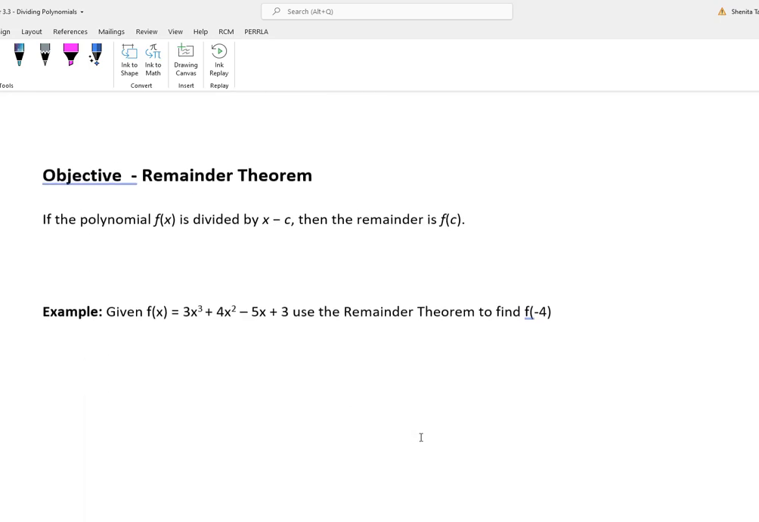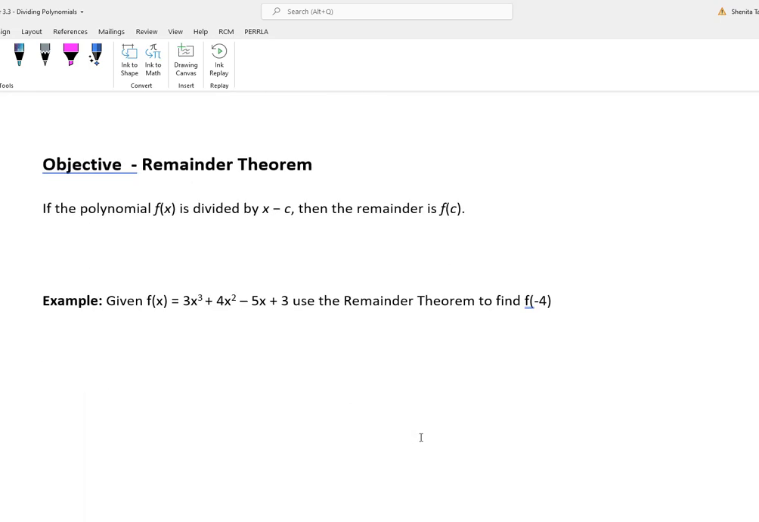So next we're going to talk about the remainder theorem. If the polynomial f of x is divided by x minus c, then the remainder is f of c. So there's 2 ways you can do this problem. You can do it by synthetic division, and then I'll show you the other way.